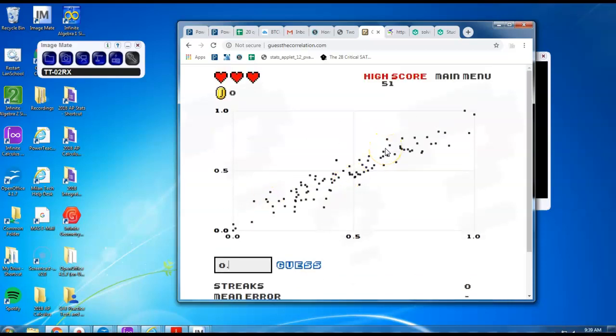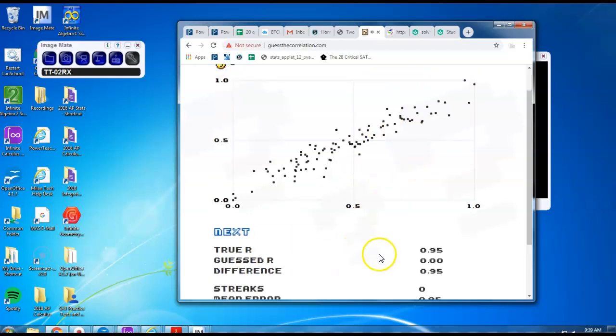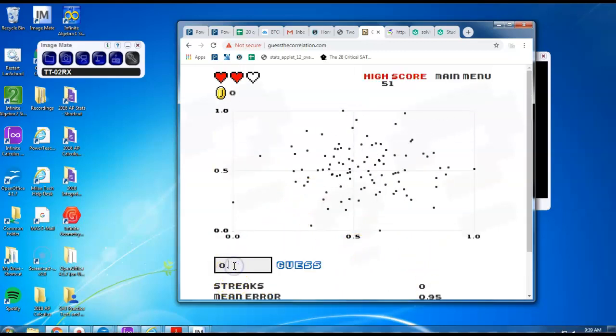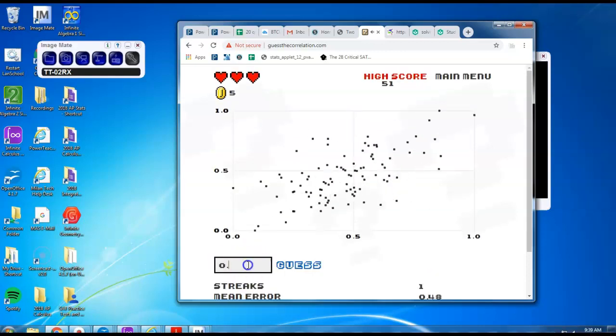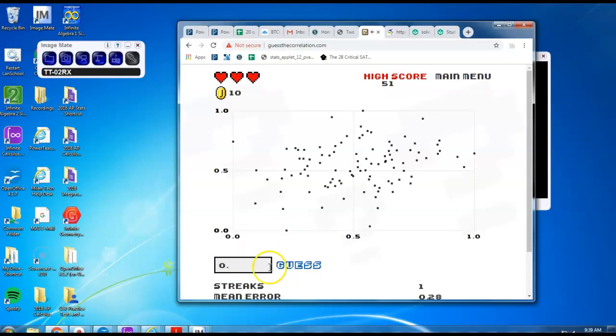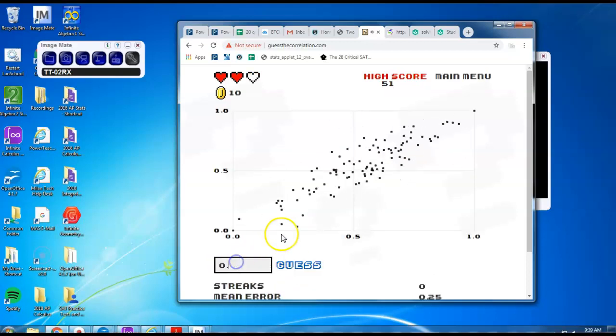So it gives you a 0.1 margin of error. You're just trying to guess. Like I guessed 0.8, this was 0.95, so I failed. Not really sure how the scoring works either, but my high score is 51. See if you can beat it. You hit guess, and then you hit next. You're cooking with gas? That's awesome.